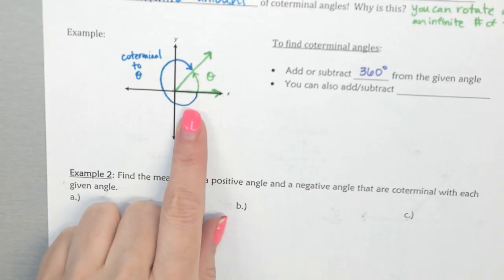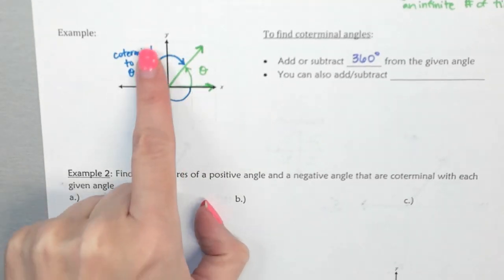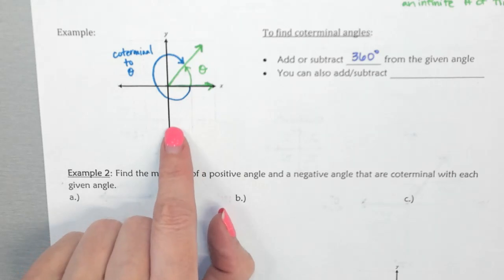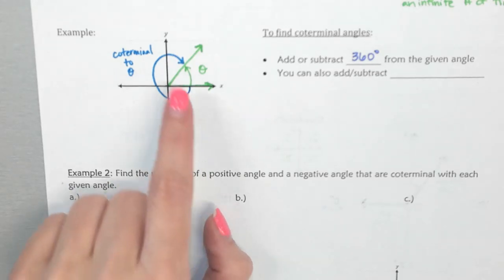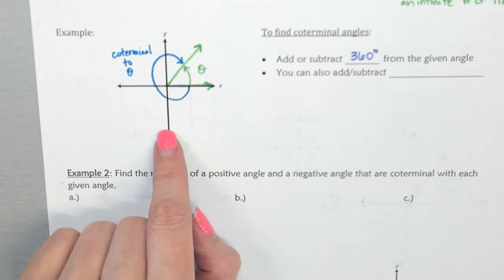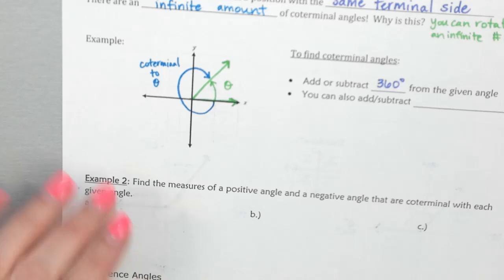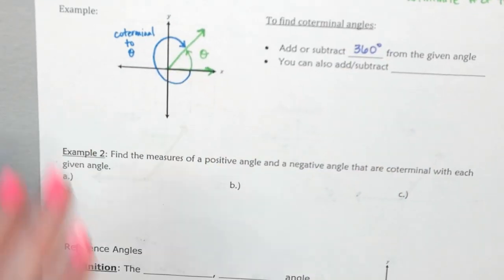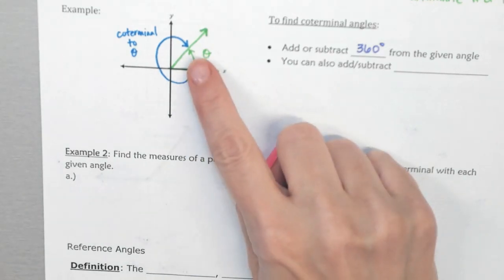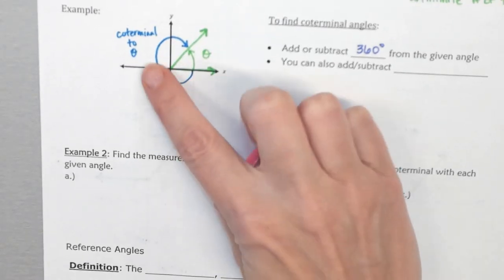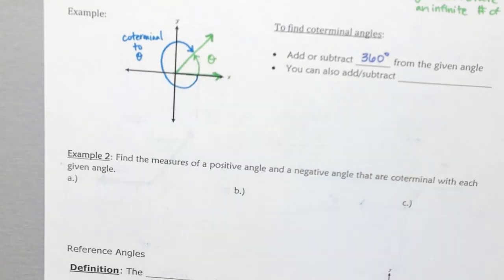Now, if you look at those two angles together, you see how they make a circle? It is going to be a full rotation of 360, okay? And that is why you can add 360 from the given angle to find the other one. So this is in quadrant 1, right? Let's say this was 45 degrees. To find this angle, you would just have to do 360 minus 45. So that's how you can find the coterminal angles.